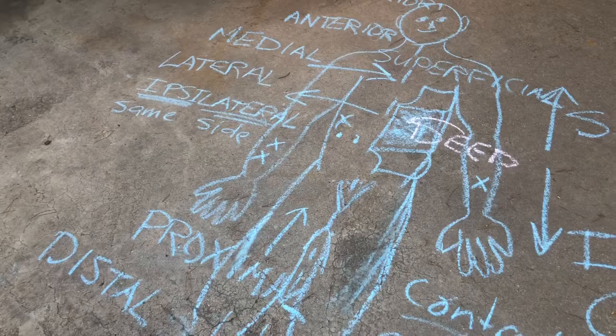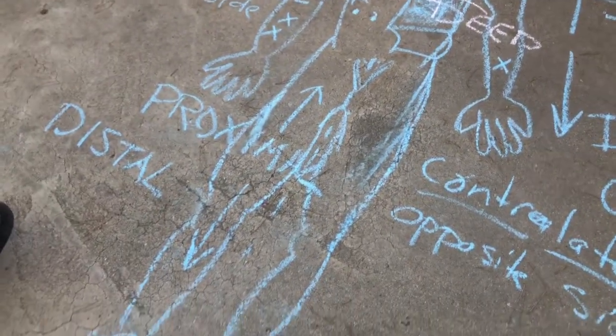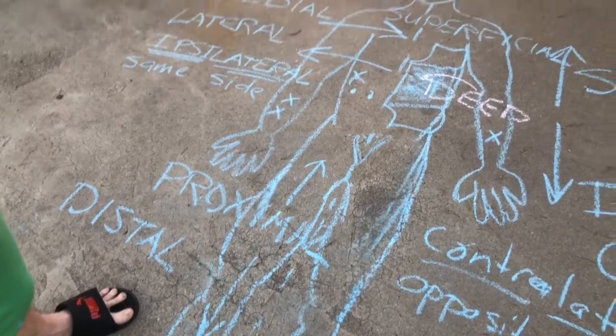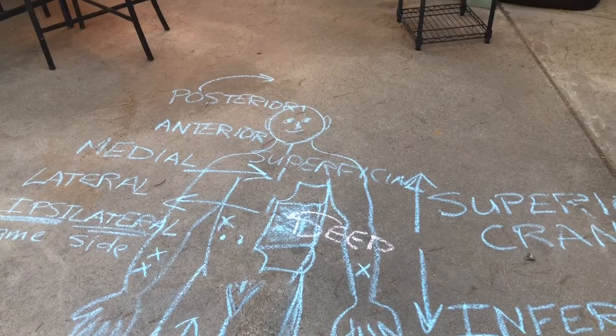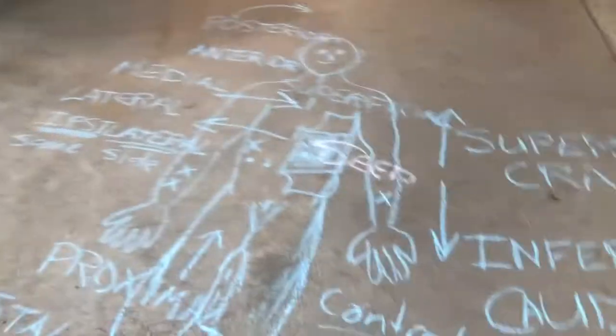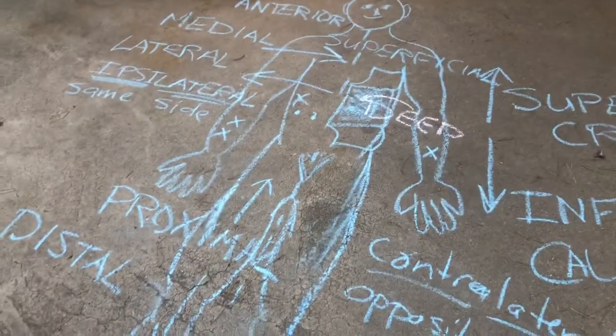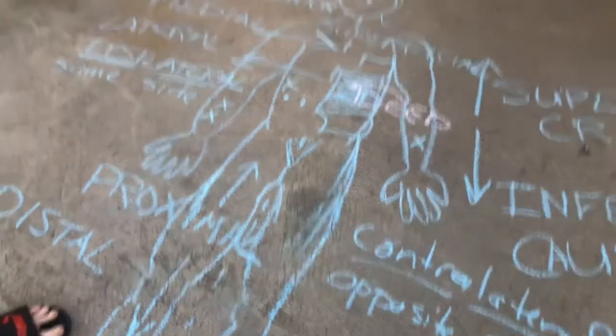Proximal and distal are used on the limbs. Proximal is toward the trunk. Distal is toward the extremities. Anterior refers to the front of the body. Posterior refers to the back of the body. Ipsilateral refers to two things on the same side of the body. Contralateral refers to one thing on one side, one thing on the other side of the body. And superficial and deep.